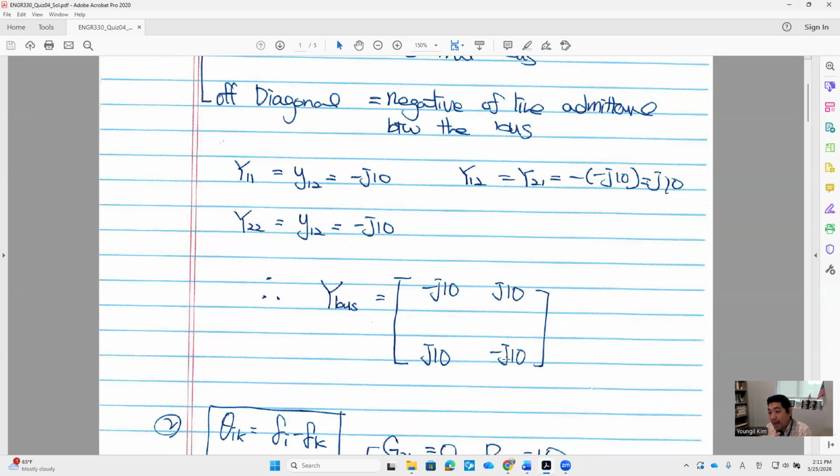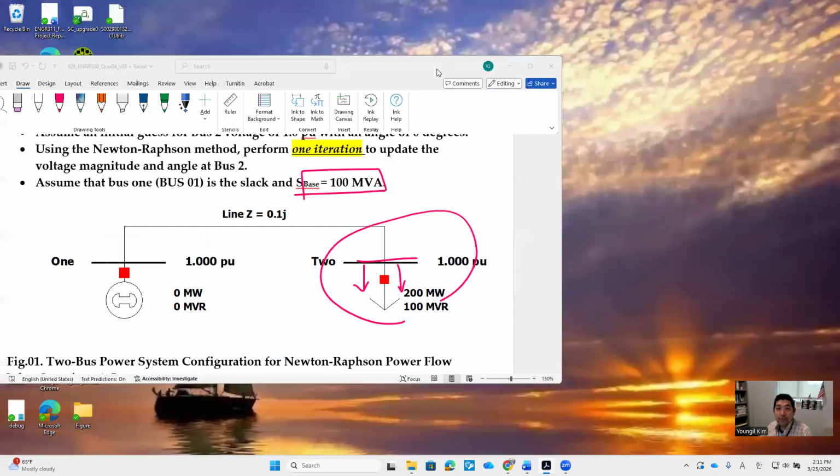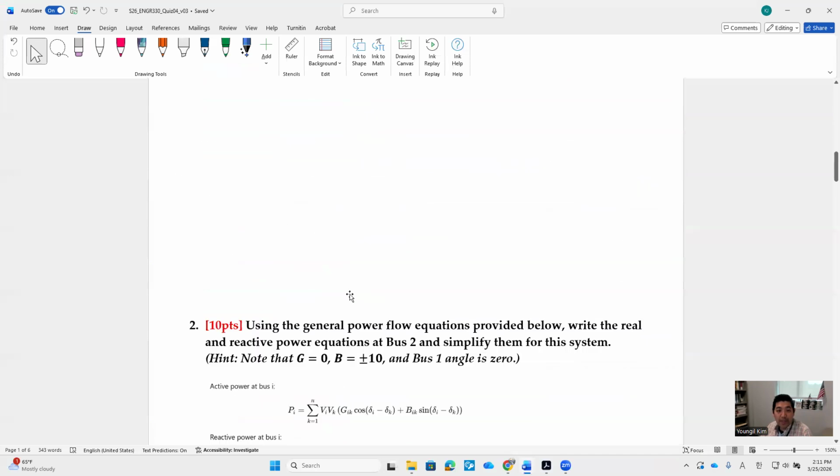If you made a mistake from this stage, the answer is wrong. A few students made a mistake here. Please be very careful. It's very important. Okay, now question two.